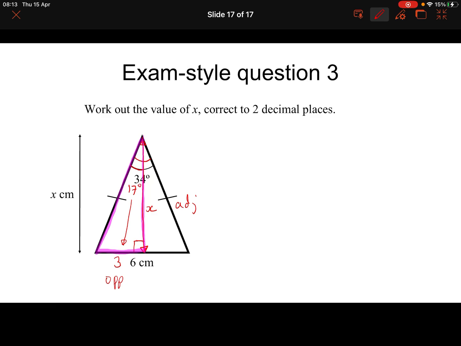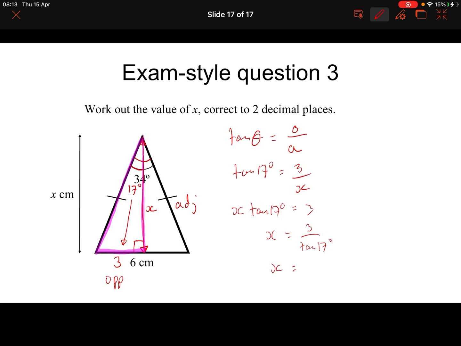So with this right-angled triangle, it's adjacent, opposite, it's a tan. Tan of your angle is equal to the opposite divided by the adjacent. So tan of 17 degrees is equal to your opposite, which is 3, over your adjacent. Now, hopefully, common sense is telling you that the answer's got to be more than 3. So let's rearrange it correctly. Times both sides by x. And then divide both sides by tan 17.